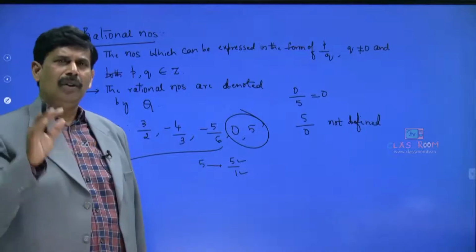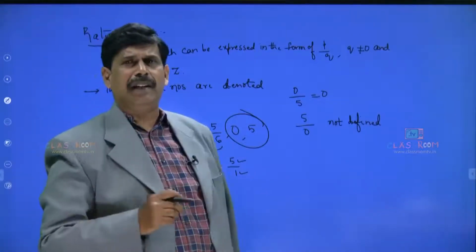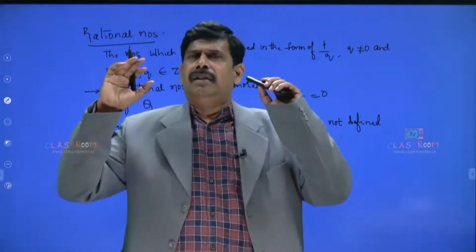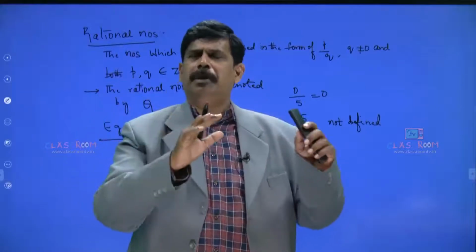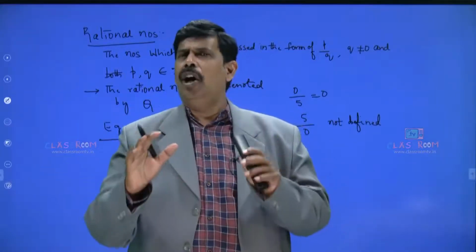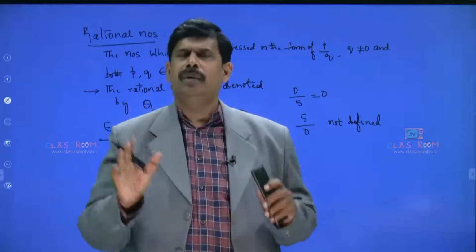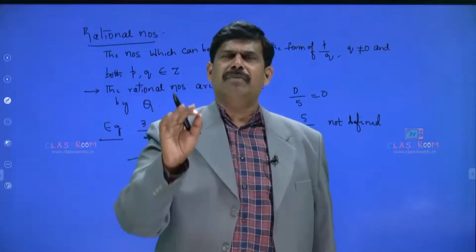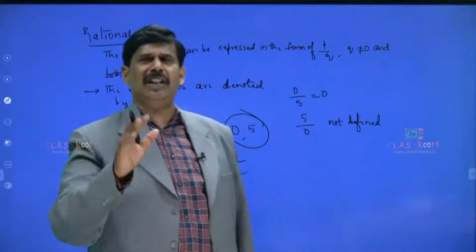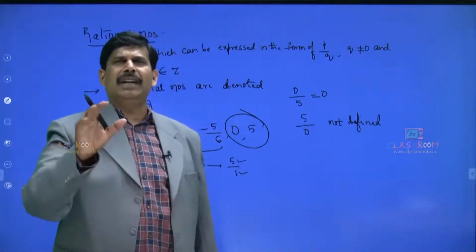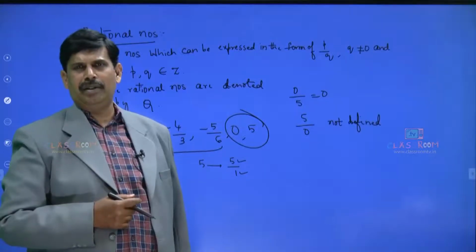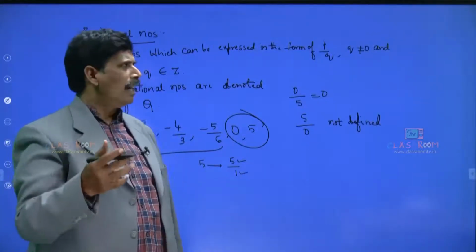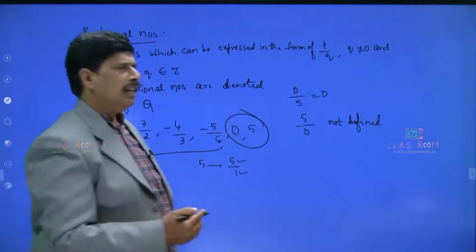So here, what should be registered in our mind? The number should be in the form of p by q and the denominator should not be 0. Both the numerator and denominator must be integers. Such numbers, what do we call them? Rational numbers.